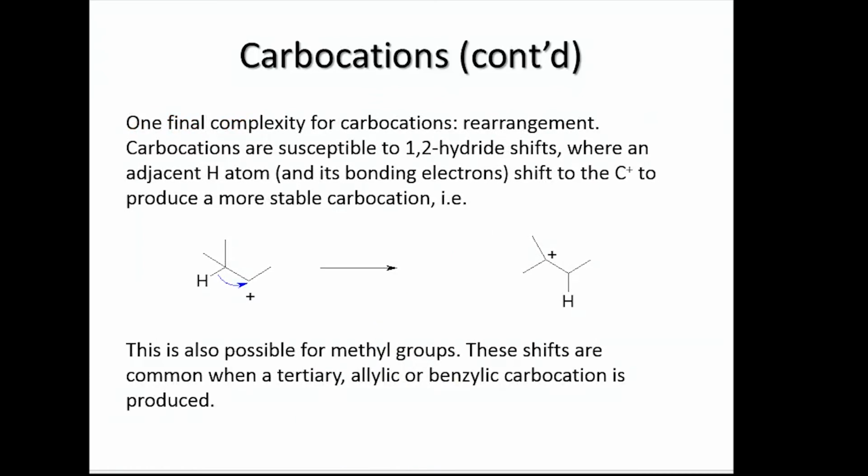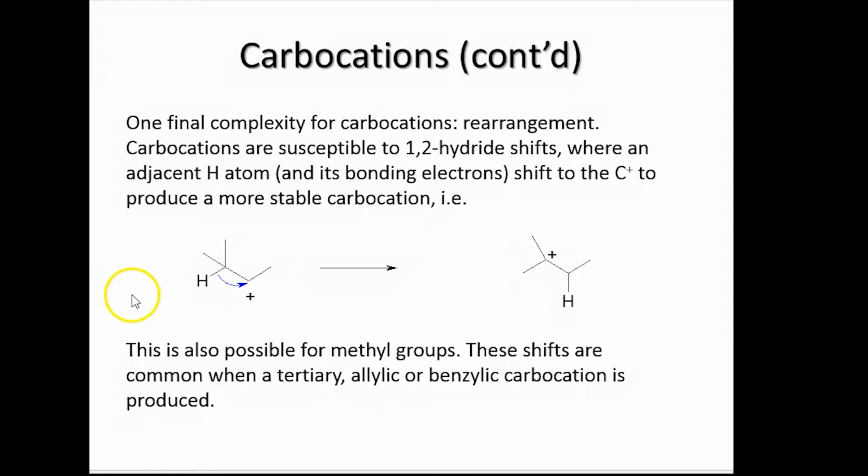Now, to add a little complexity here, carbocations can rearrange. That is, the charge can move to an area of the molecule which has more carbon substituents. This is called a rearrangement. They're susceptible to 1,2 hydride shifts, where a hydrogen will exchange for the positive charge.